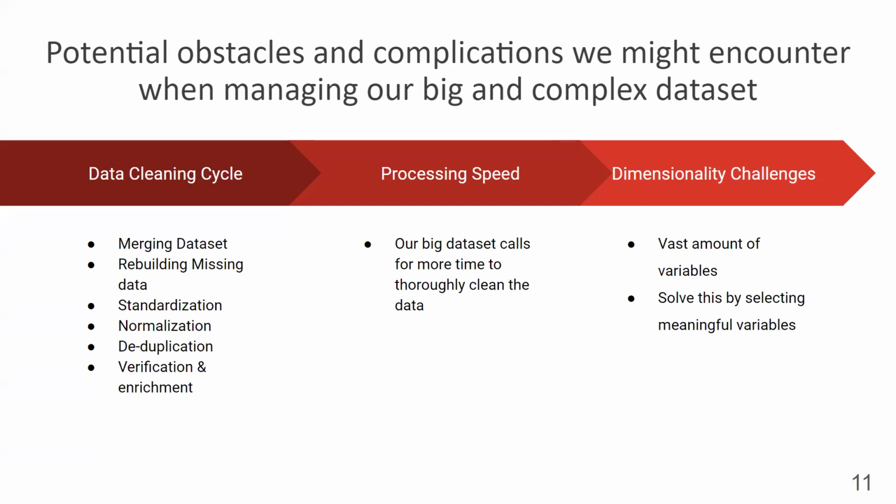So next is processing speed. What I mean is, with this huge data set, it will take more time, and the machine will take more time to handle the whole process. And we can skip over the dimensionality challenges. With so many variables, we'll get to zero in on the ones that matter most, cutting through the clutter to find the gold. In short, we've got our work cut out for us, but each step is crucial to make sure our findings are solid. Next slide, please.